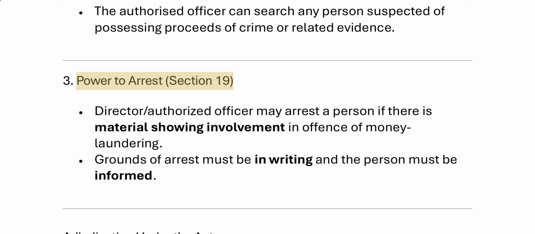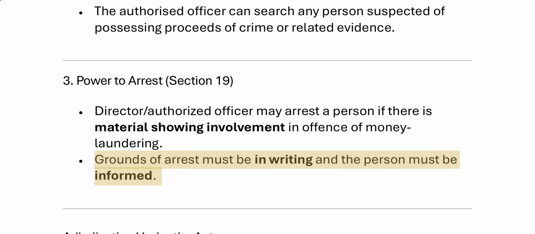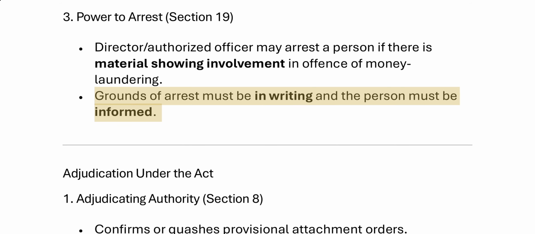3. Power to arrest, Section 19. The Director or authorized officer may arrest a person if there is material showing involvement in the offense of money laundering. Grounds of arrest must be in writing and the person must be informed.